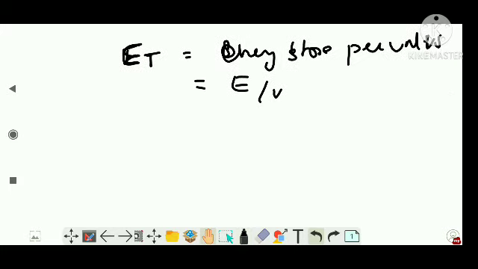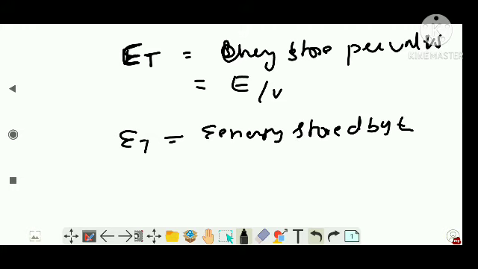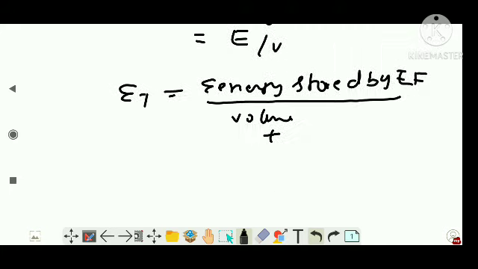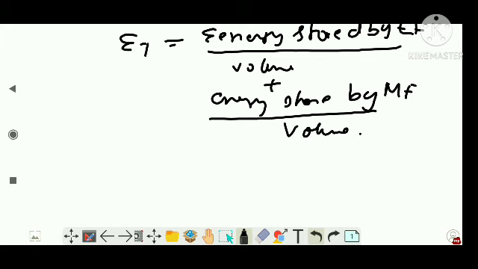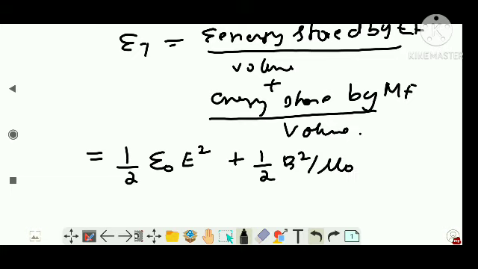Now that means this ET, I can write it as energy stored by the electric field per unit volume plus energy stored by the magnetic field per unit volume, right. So what is the energy stored by the electric field per unit volume? You have learned it is half epsilon naught E squared, right. What is the energy stored by the magnetic field per unit volume? You have learned it is half B squared by mu naught, right.